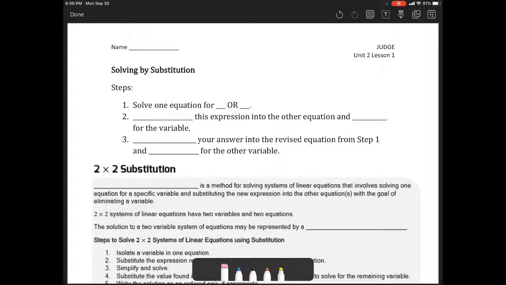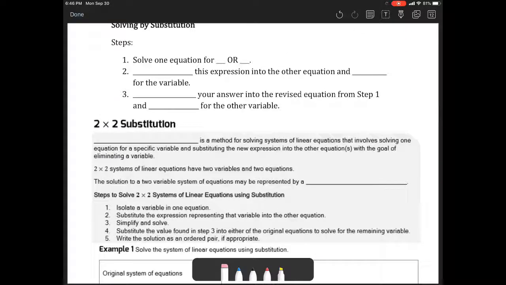Alright guys, so today we're going to be talking about Unit 2, Lesson 1, and this is going to be solving by substitution. So last time we talked about solving by graphing, and the difference in this, guys, is strictly going to be we're doing the same thing without using a graph. So we're going to talk about the steps, which I've given you two different ways to look at, if you can see that on here.